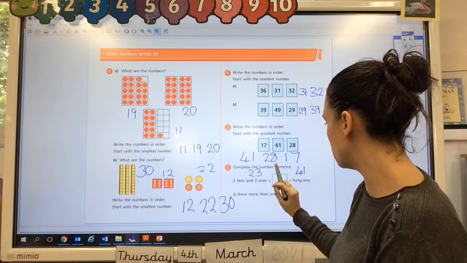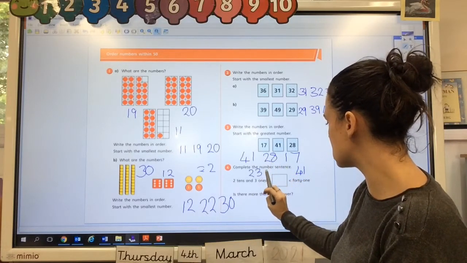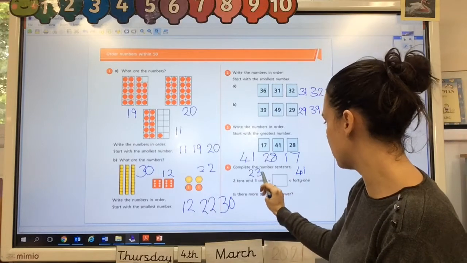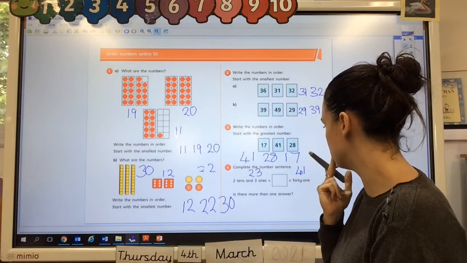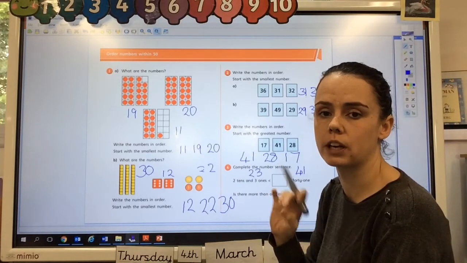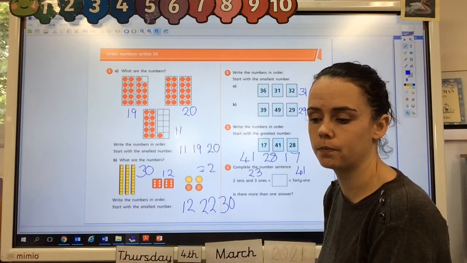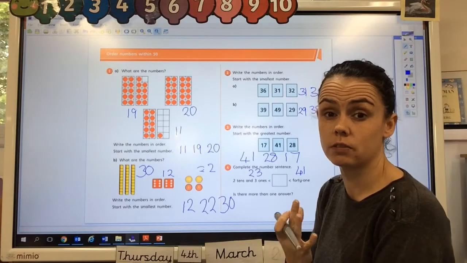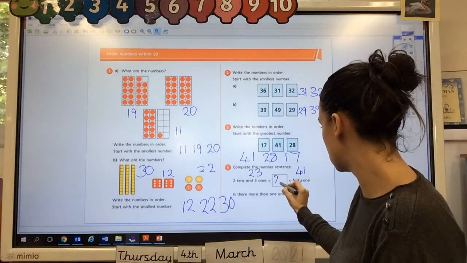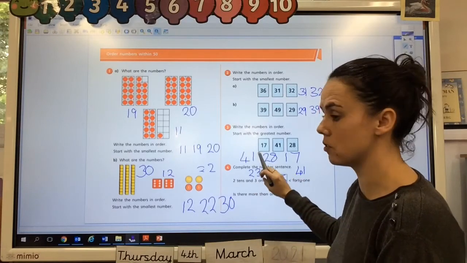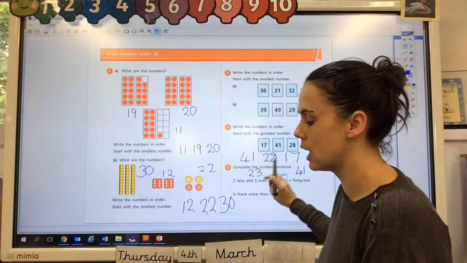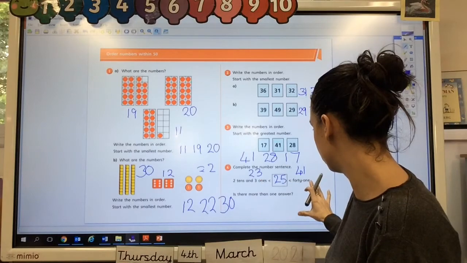So we need a number that is bigger than 23 but smaller than 41. What number goes between 23 and 41? 25? I'm going to put 25. Because 25 is bigger than 23, but it's smaller than 41.